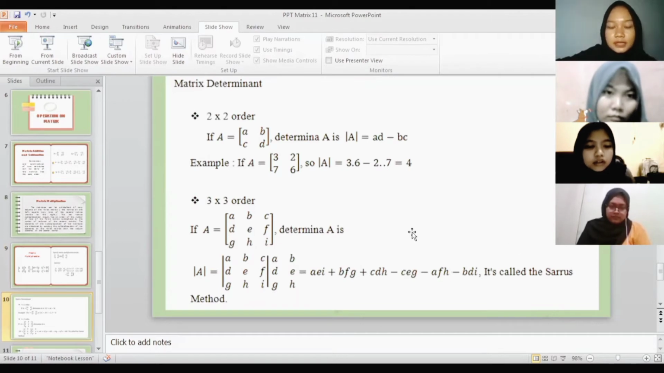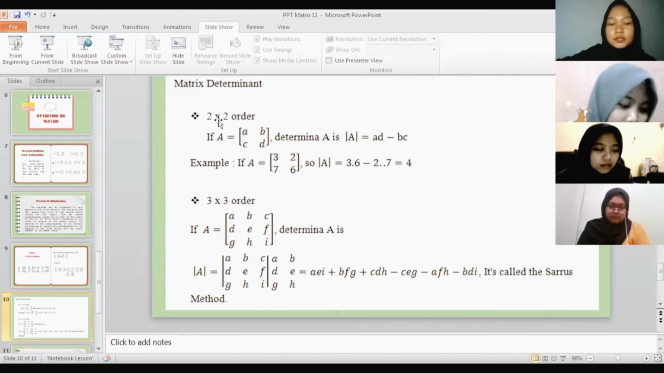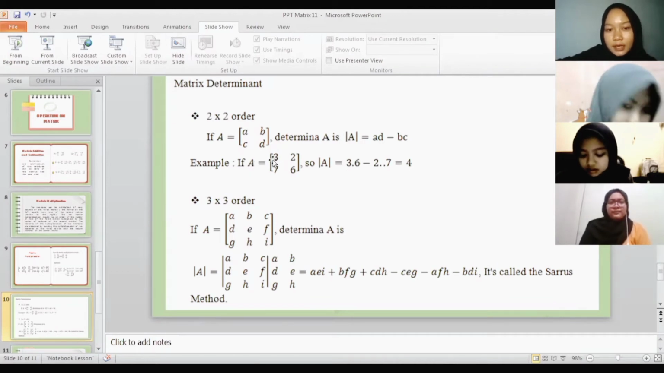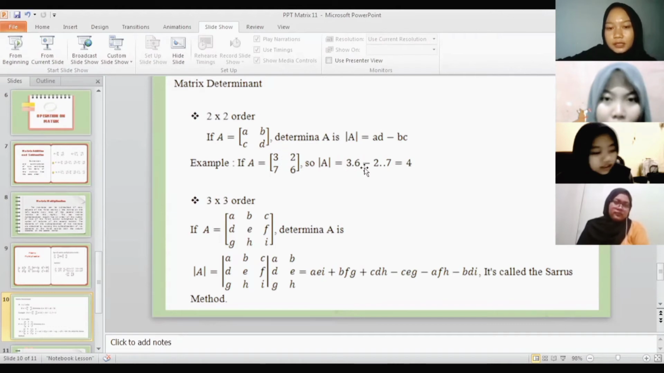Matrix determinant. For the matrix determinant, there are two types, and the first is order 2 times 2. If A is A, B, C, D, the determinant of A is AD minus BC. For example, there is matrix A: 3, 2, 7, and 6. So the determinant of A is 3 times 6 minus 2 times 7 equals 4.